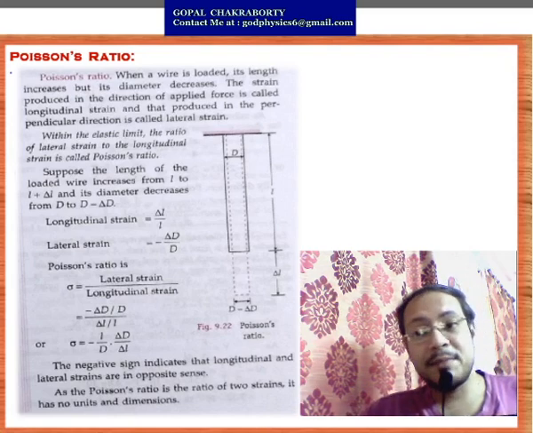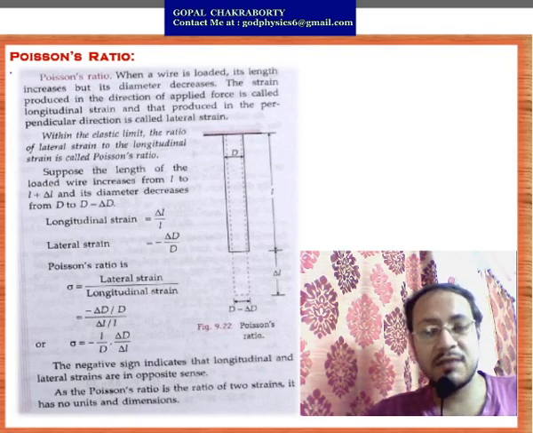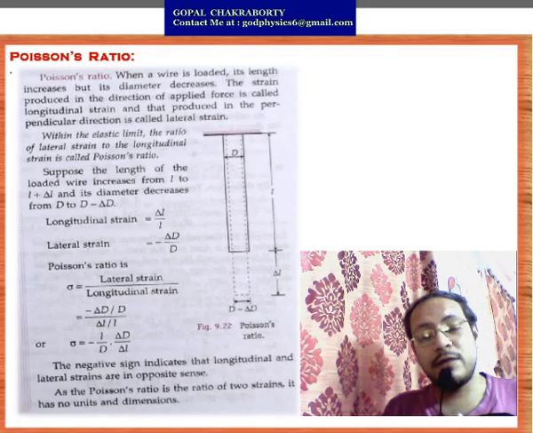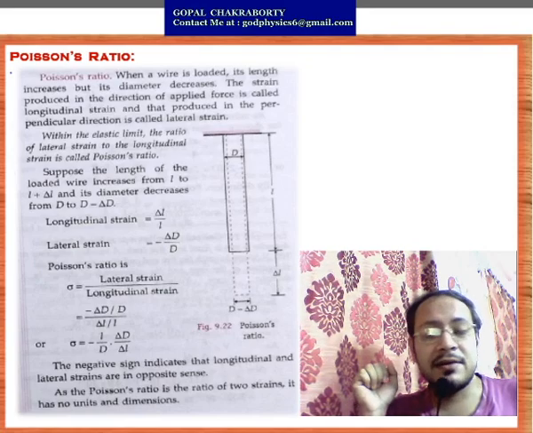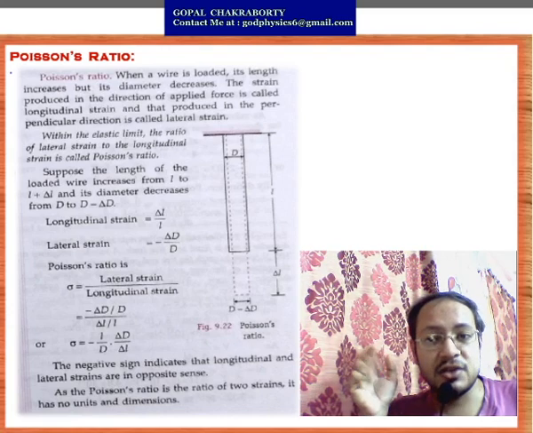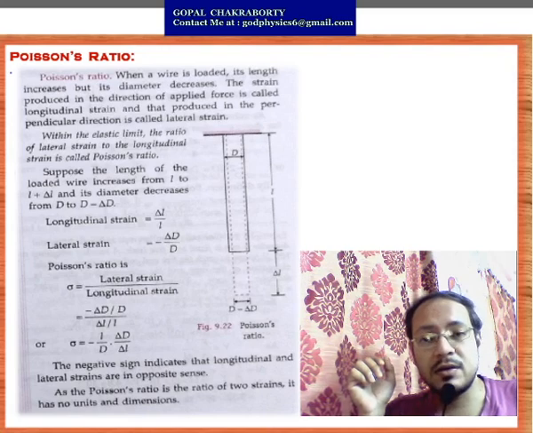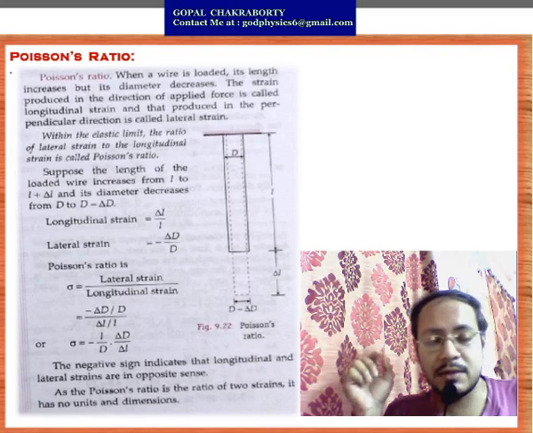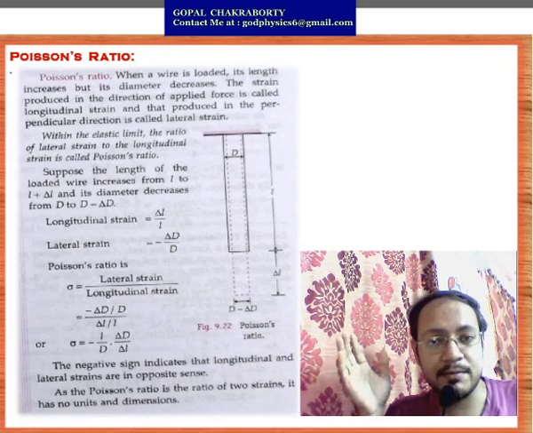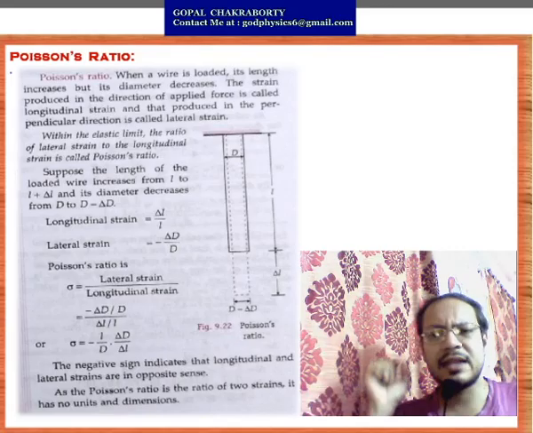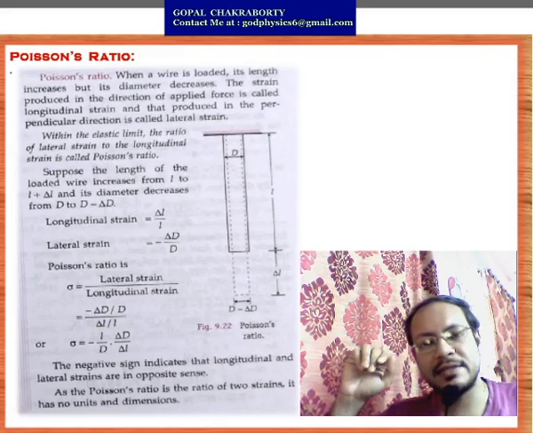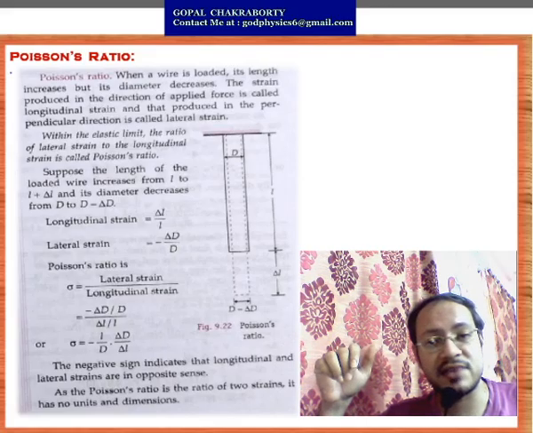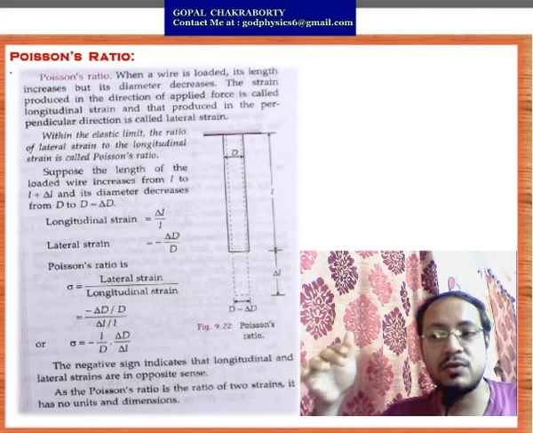Now a very important term, that is Poisson's ratio. What is Poisson's ratio? By definition, it can be expressed as: within elastic limit, the ratio of lateral strain to longitudinal strain is called Poisson's ratio. It is denoted by sigma. The very interesting thing is that it is not the ratio of stress and strain, it is the ratio of strain with respect to strain. Lateral strain with respect to longitudinal strain.